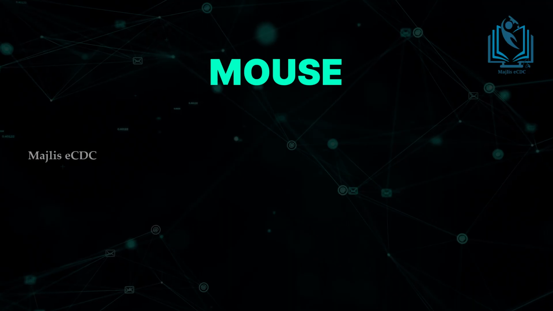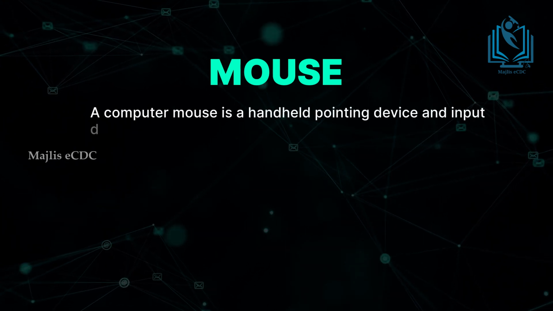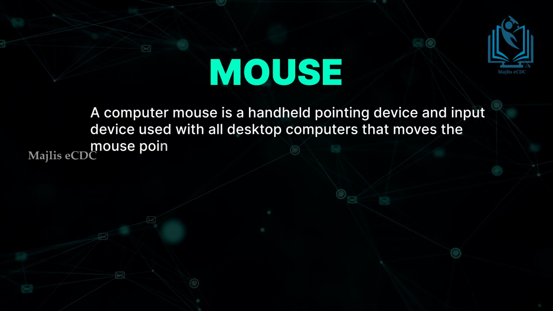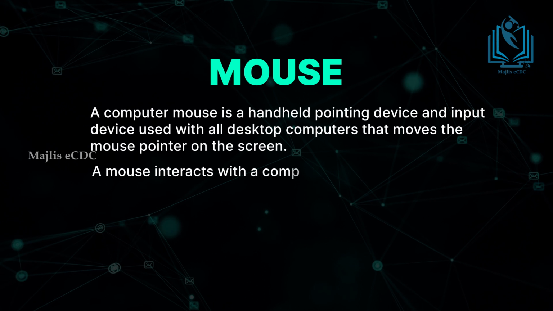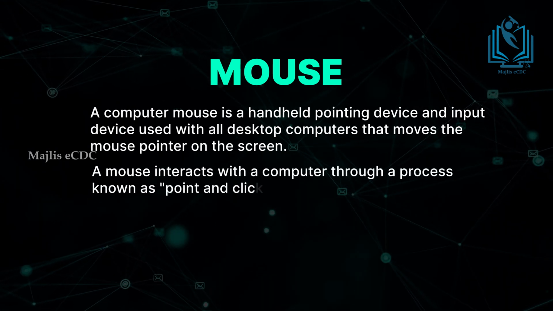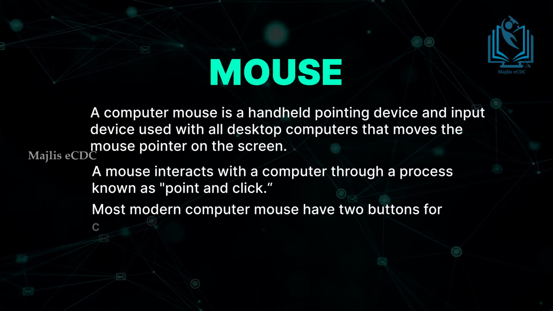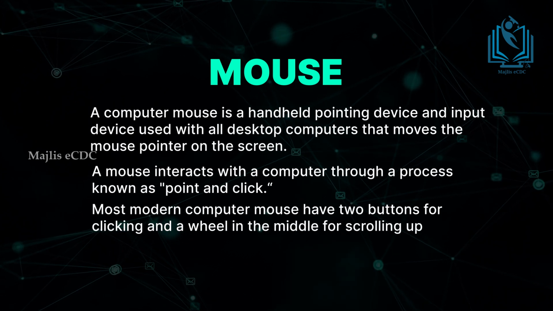Next one, mouse. A computer mouse is a handheld pointing device and input device used with desktop computers that moves the mouse pointer on the screen. A mouse interacts with a computer through a process known as point and click. Most modern computer mice have two buttons for clicking and a wheel in the middle for scrolling up and down documents and web pages.